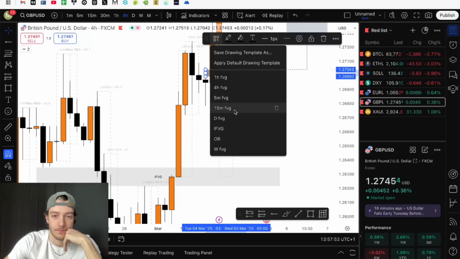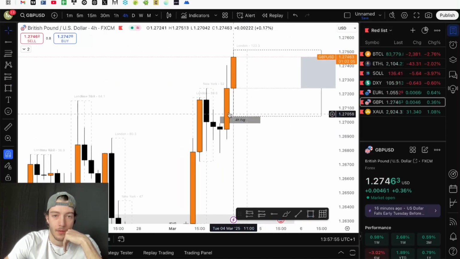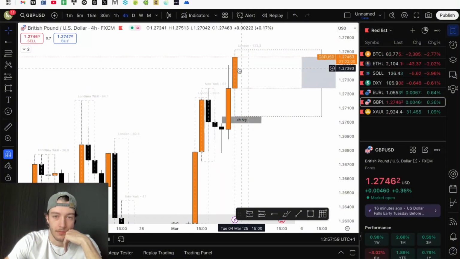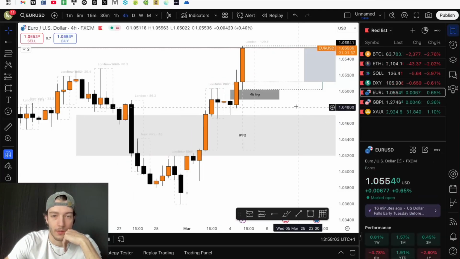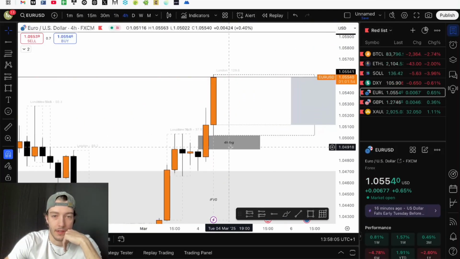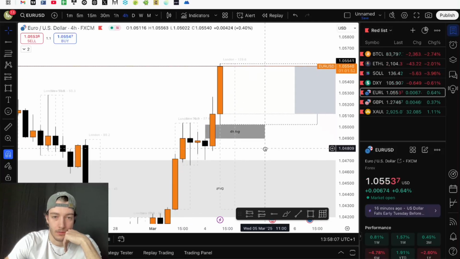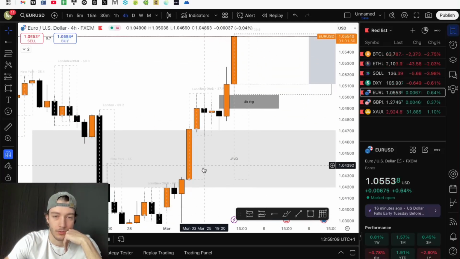Nice. 4 hour fair gap. So we are likely gonna close this candle up here. If not, then we will see what's gonna happen on the lower time frame. But yes, you can see we broke structure here. We haven't even broken structure to the downside.